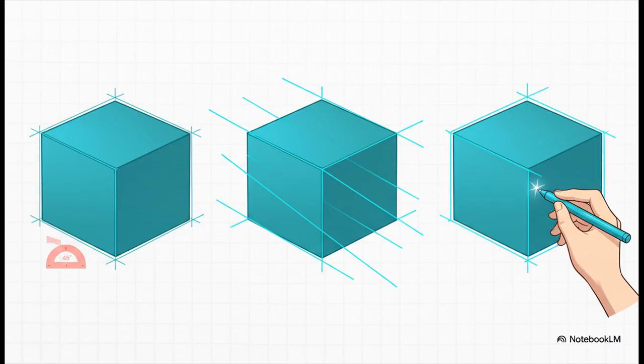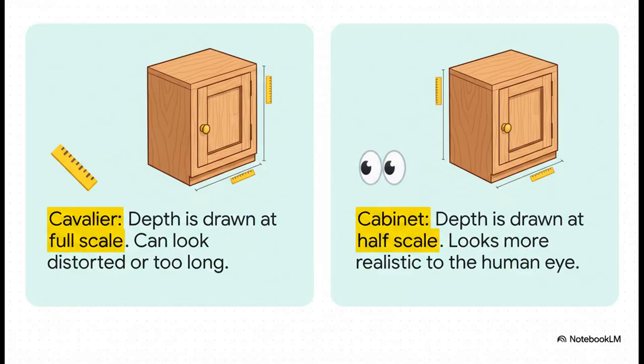Think of this one as the quick and dirty method for a fast 3D sketch. You just draw the front face of the object completely flat and true to scale, and then you shoot the depth lines back at an angle, usually 45 degrees, to give it that instant 3D pop. Now, this brings up a small but really important distinction.